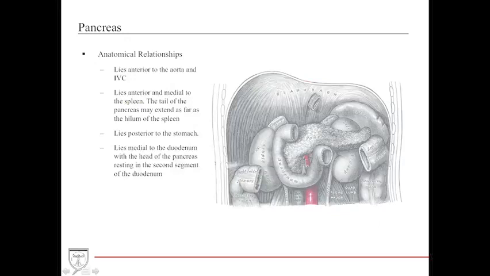So the pancreas lies anterior to the aorta and the IVC. It lies anterior and medial to the spleen, as mentioned before. The tail of the pancreas can extend, as we mentioned, as far as the hilum of the spleen and is considered to be an intraperitoneal structure. It also lies posterior to the stomach. The pancreas also lies medial to the duodenum, with the head of the pancreas resting above and on the second segment of the duodenum. So again, this is just recapping all the important anatomical relationships of the pancreas.